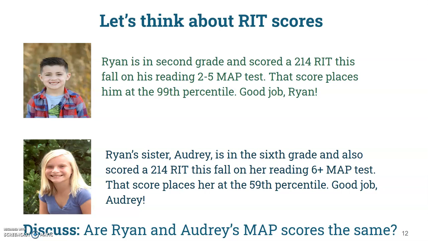Now let's look down at Ryan's sister, Audrey. She's in 6th grade. She also scored a 214 this fall on her reading MAP test, but she took the 6+ MAP test. So that score places her at the 59th percentile, and she did a great job as well.